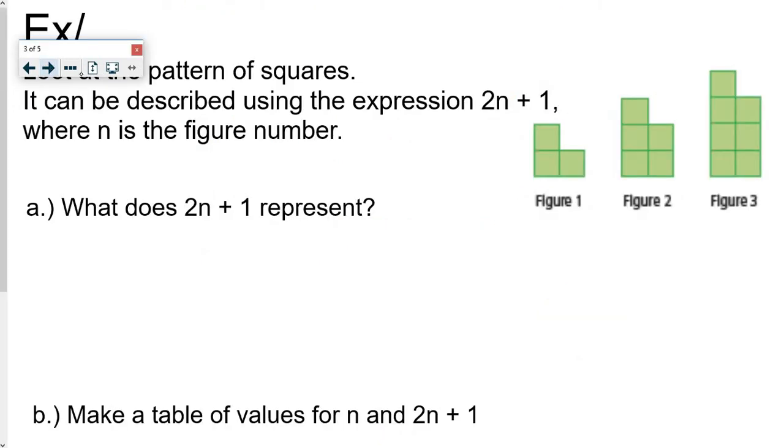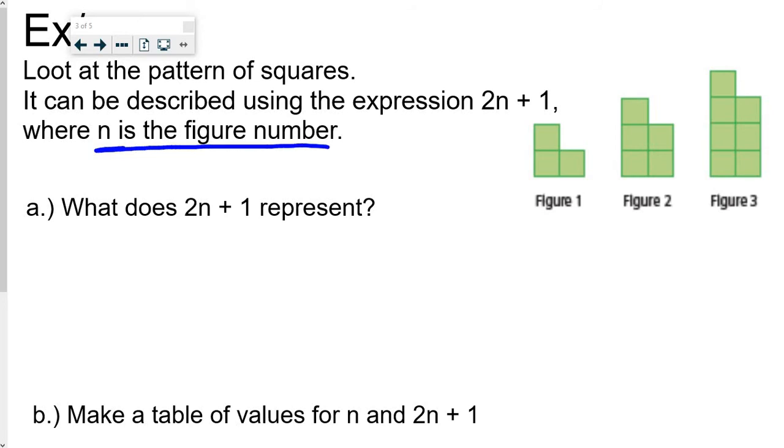The next part. Look at the pattern of squares. It can be described using the expression 2n plus 1, where n is the figure number. So 1 equals n right here. So we have 2n plus 1. What does 2n represent? It represents the amount of squares.